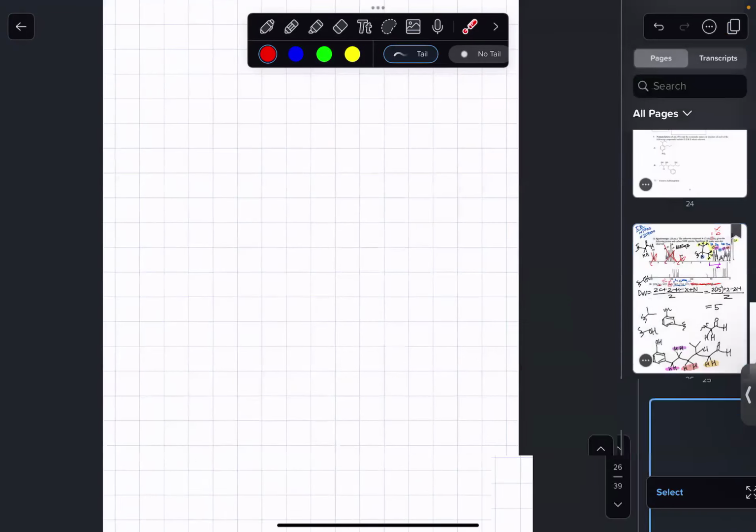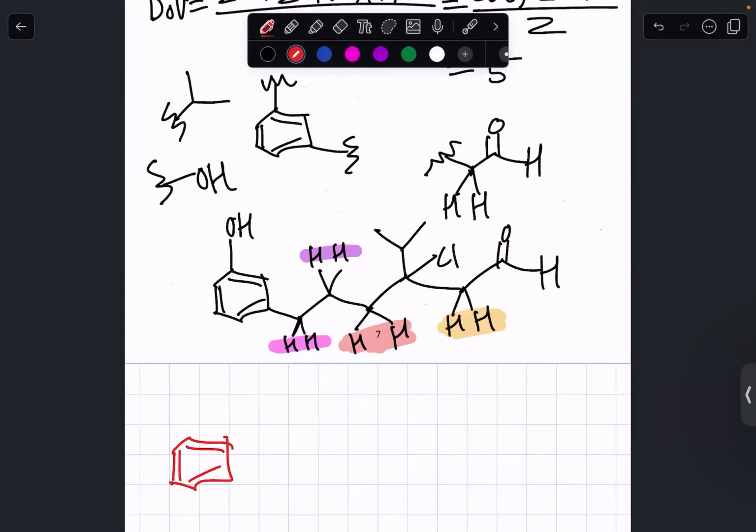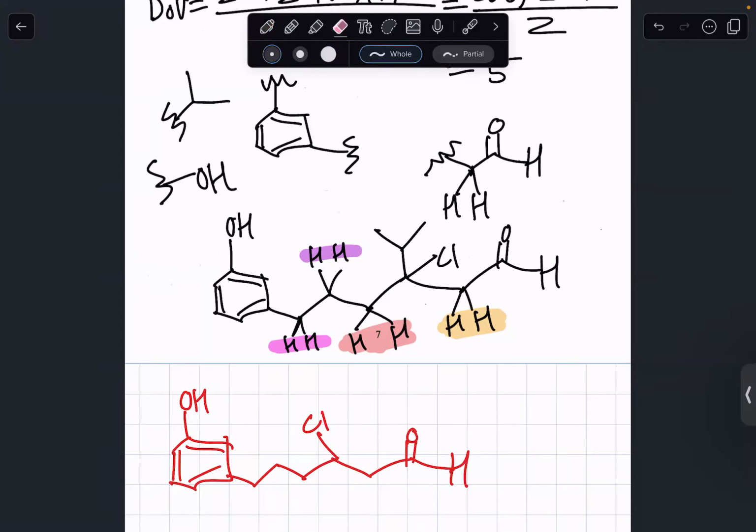Let's see what the key says. The key says, let's put it in red: benzene, alcohol, meta to that, CH2, that chlorine up here, isopropyl here, CH2, aldehyde right here. Right, so which is the same thing as what we got. This is the same thing, it's just rotated, right?